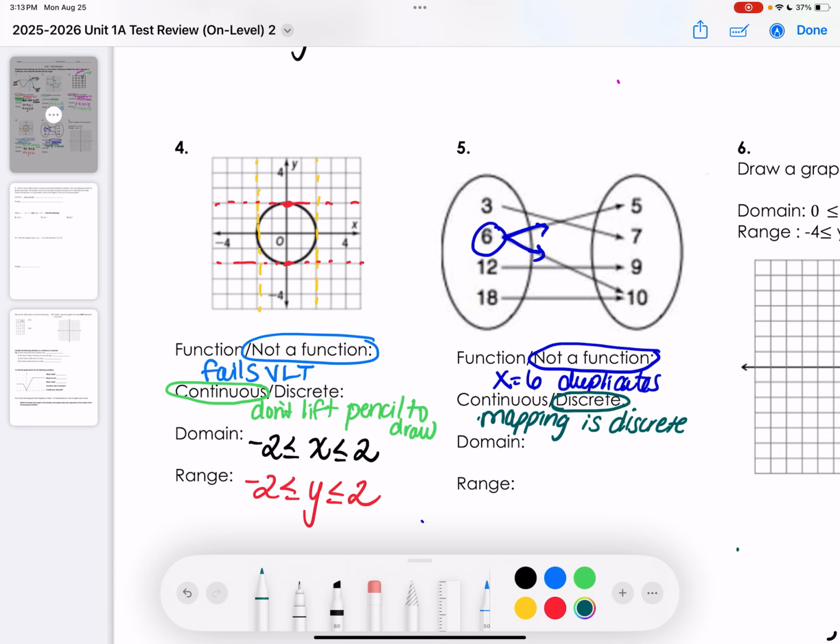All right, my domain is all my x values. Luckily, they're already listed in order, so you just have to rewrite them. So 3, 6, 12, 18. And then the next one is 5, 7, 9, 10.